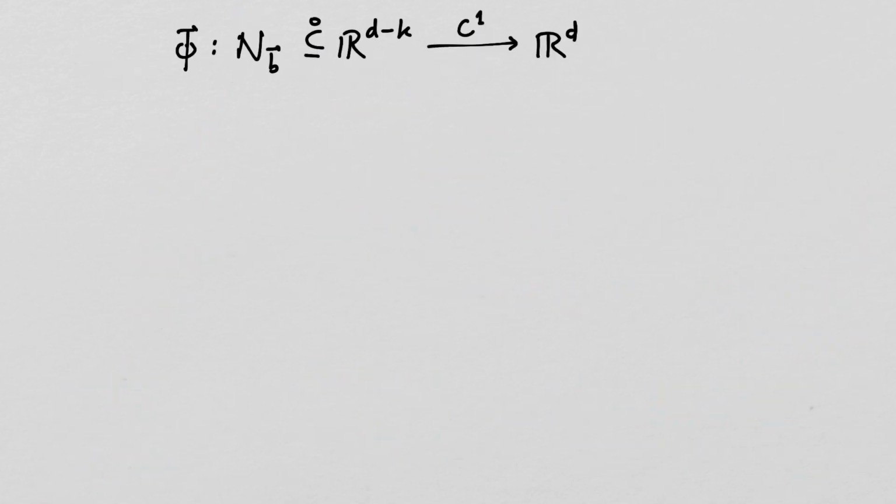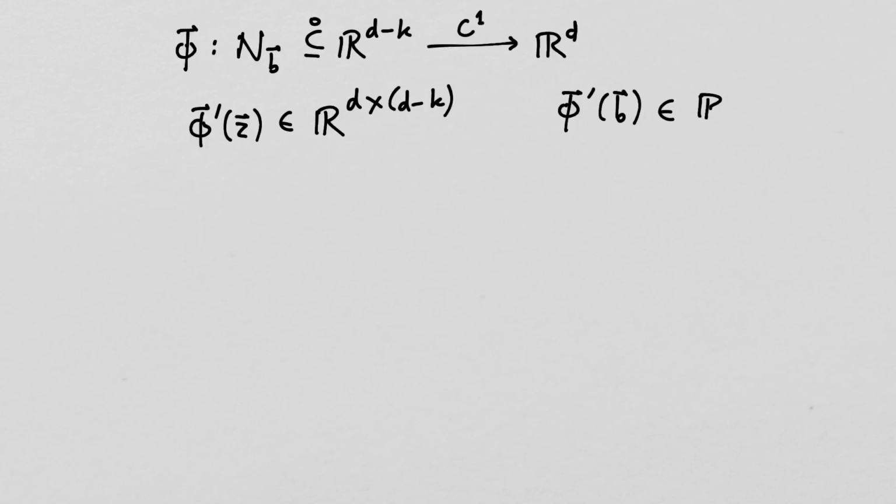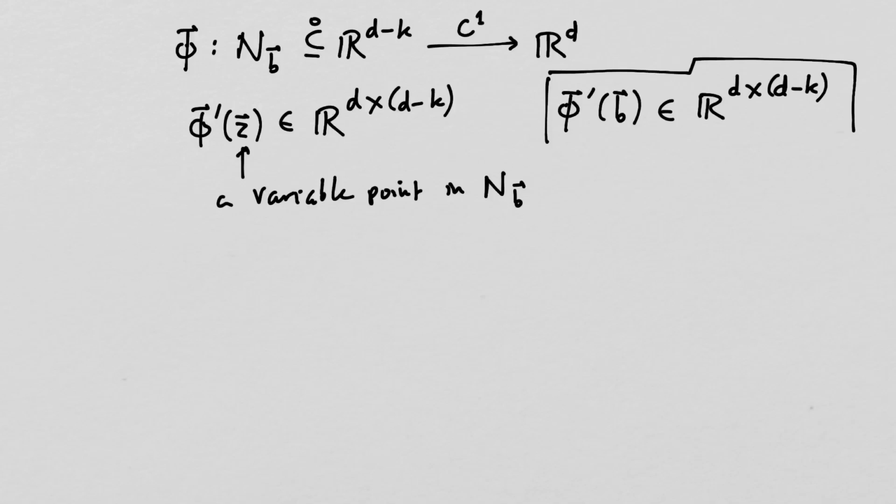Good. And therefore, we can talk about the derivative of phi at some point z. And that's going to be a matrix of size d by d minus k. So you have to read it this way: d by d minus k. And specifically, we can plug in the point b. Z is a variable point somewhere in this neighborhood, but I can plug in the specific point b, which is certainly in that neighborhood. And that's going to give me a specific matrix with numerical entries of size d by d minus k. That matrix is going to have great importance in what's to come. So let me put a box around that.